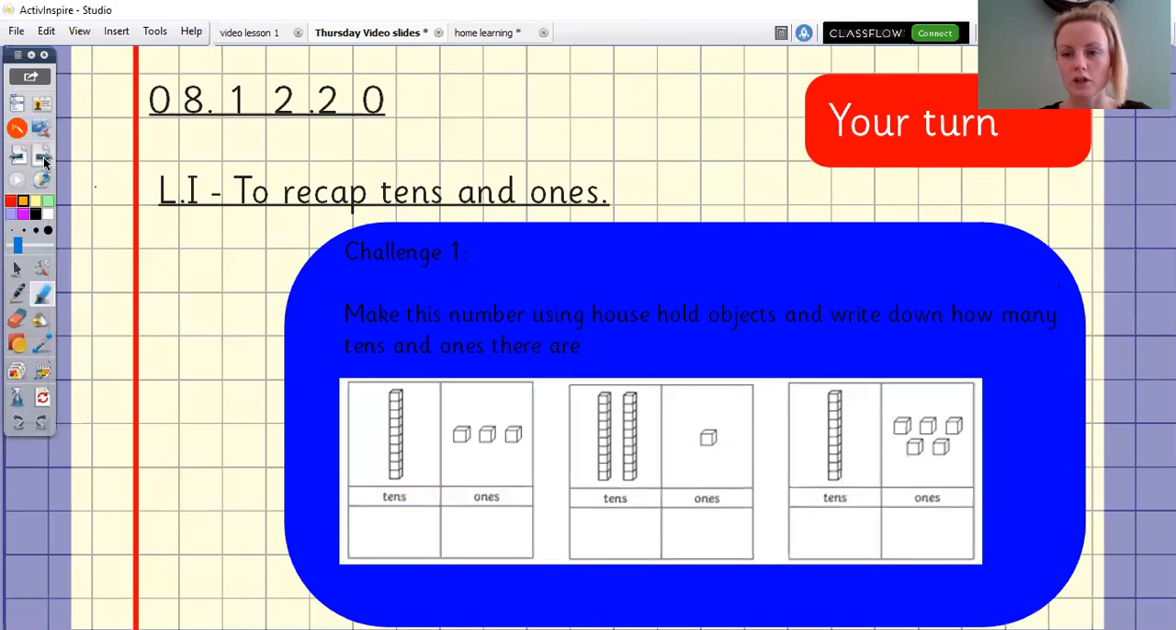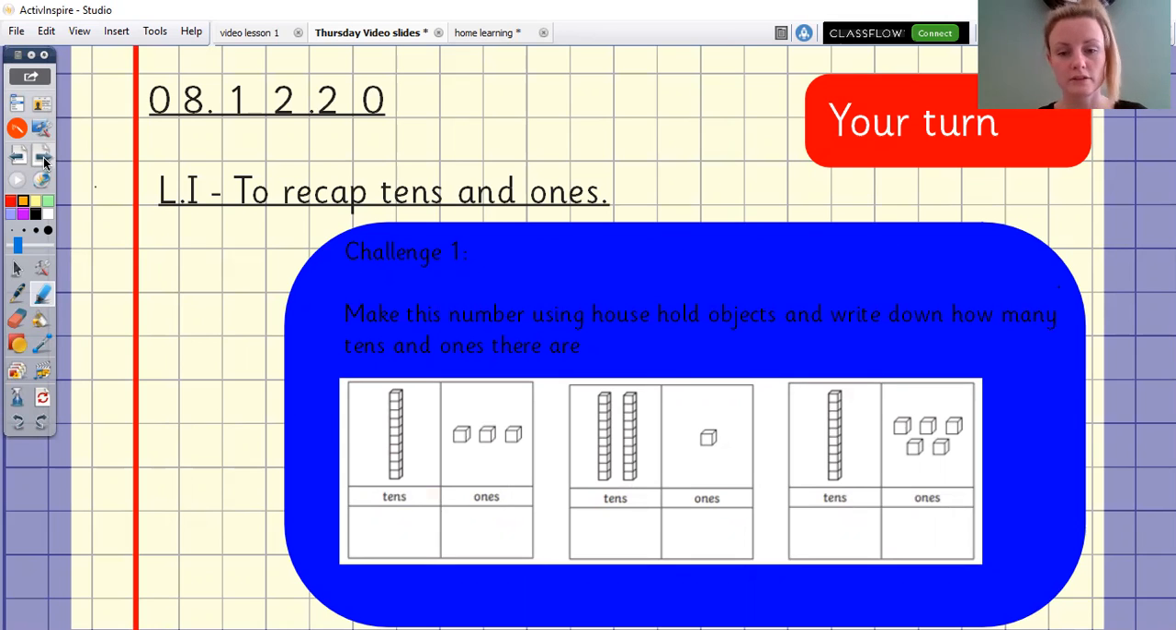Okay, so what you're going to do today, first challenge, is have a go at these. Make the number using household objects. Write down how many 10s and how many 1s there are. Have a go at it. And then once you've done it, press play and it will move on to the next ones. So pause it now. Have a go.